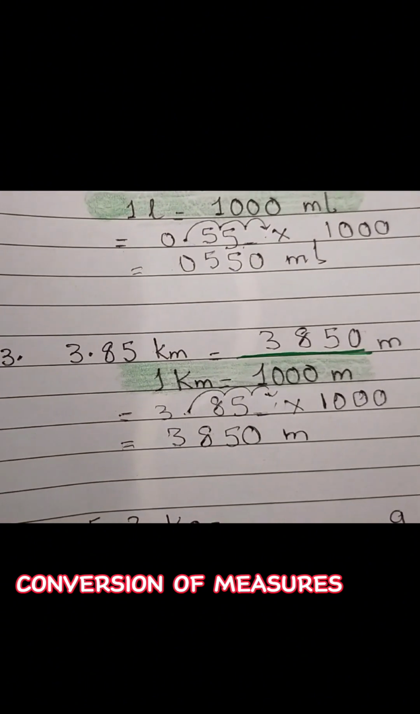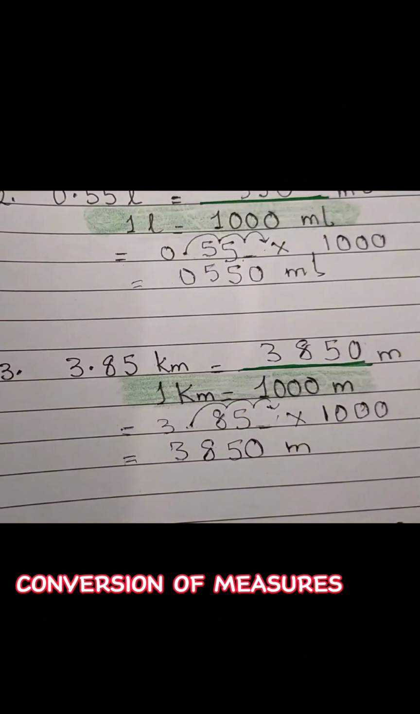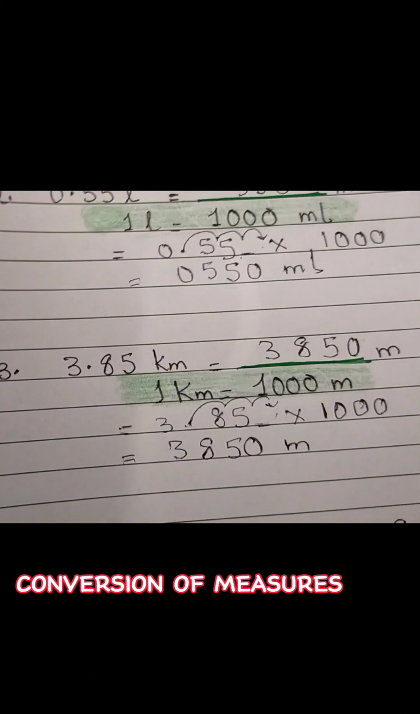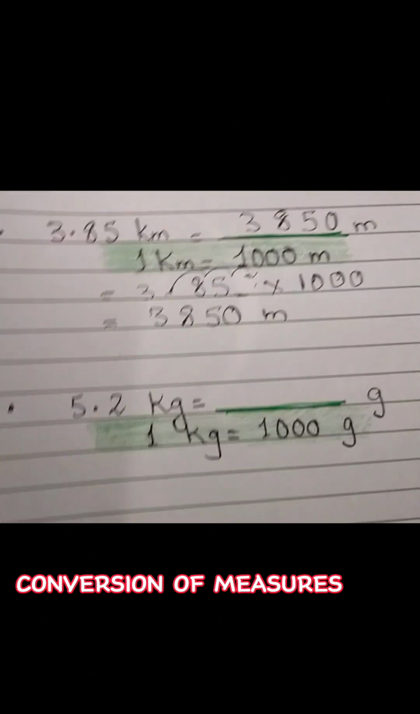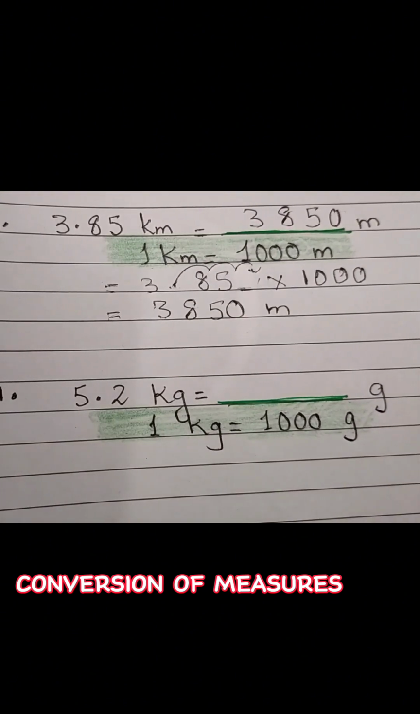Now, children, everything comes with practice. The more you practice, the better it is. I will be sharing questions at the end of the video, but these are the few examples that I have shared. Now I'll move on to the last question, which is going to be kg to grams. Let's convert 5.2 kg to grams. 1 kg is equal to 1000 grams.